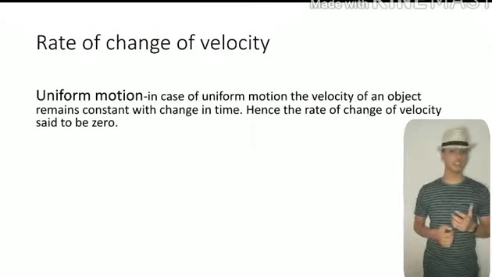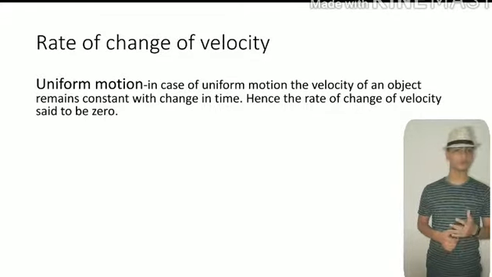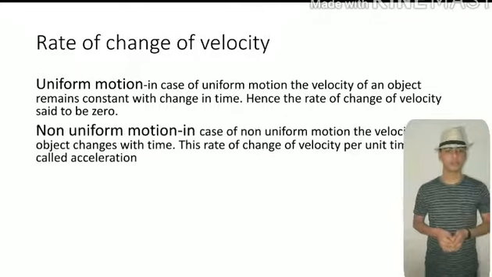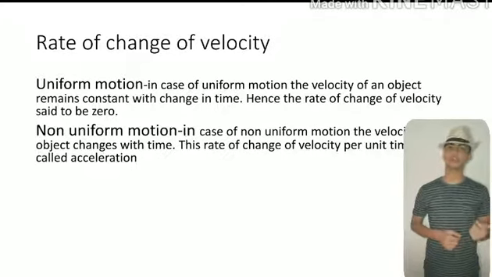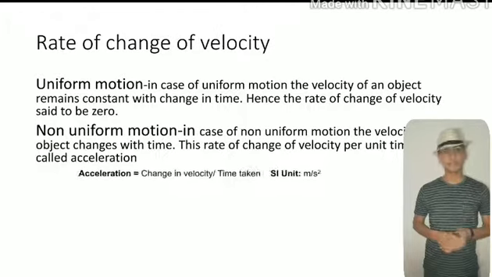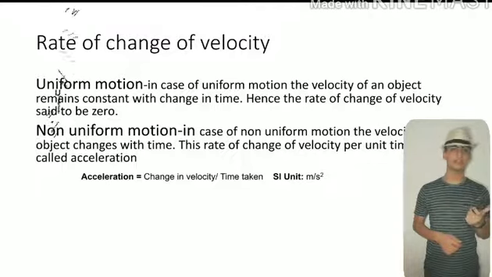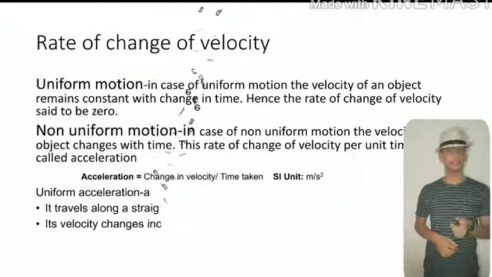Knowing about the rate of change of velocity, first let us know about uniform motion. In case of uniform motion, the velocity of an object remains constant with change in time. Hence, the rate of change of velocity is said to be 0. Talking about non-uniform motion, the velocity of an object changes with time. This rate of change of velocity per unit time is called acceleration. Here, acceleration is the change in velocity divided by the time taken. The SI unit will be meter per second squared.